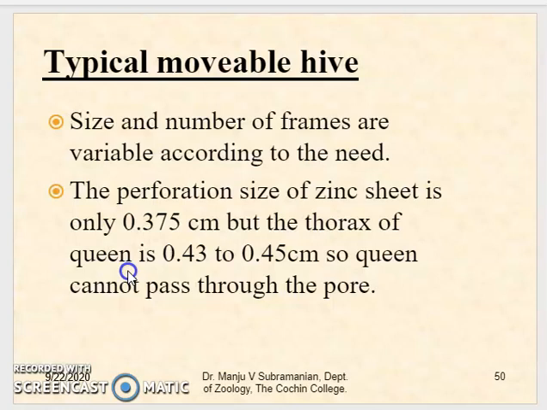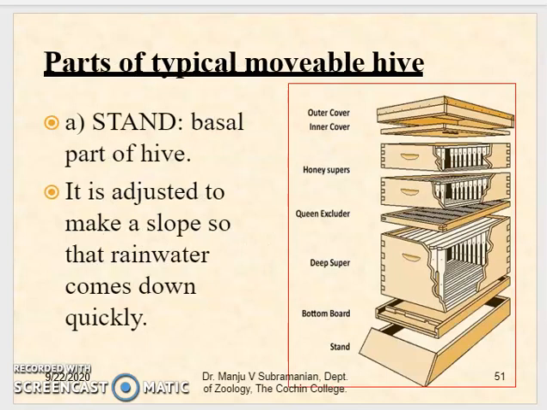The perforation size of the zinc sheet is only 0.375 centimeter, but the thorax of the queen is about 0.43 to 0.45 centimeters, so the queen cannot pass through the pore. So actually this perforated zinc sheet is called a queen excluder, which is kept in between the brood chamber and the honey chamber, so as to prevent the movement of the queen between these chambers.